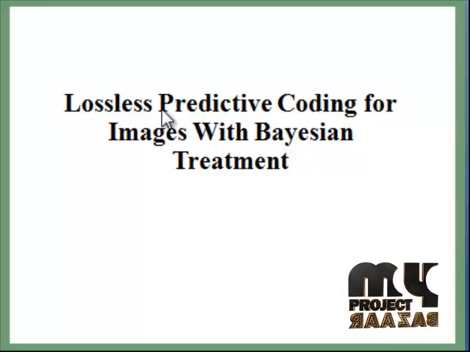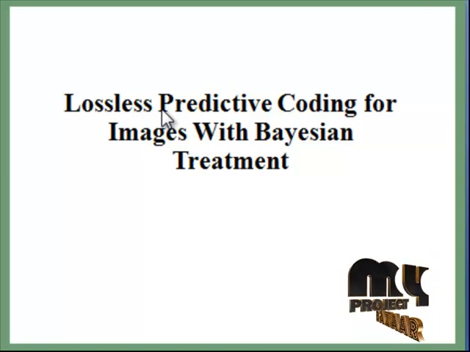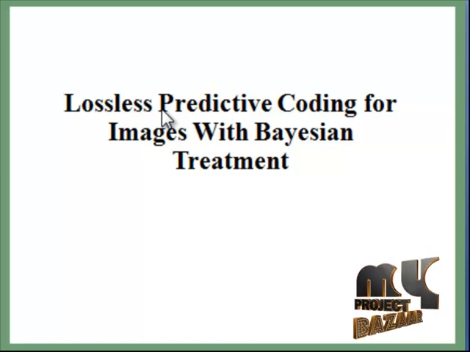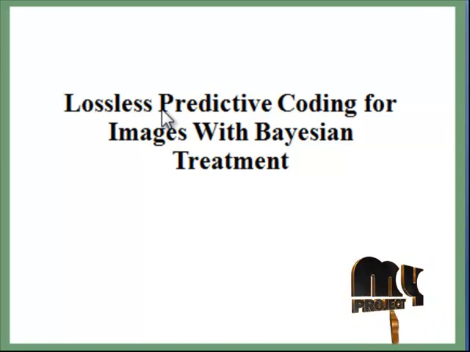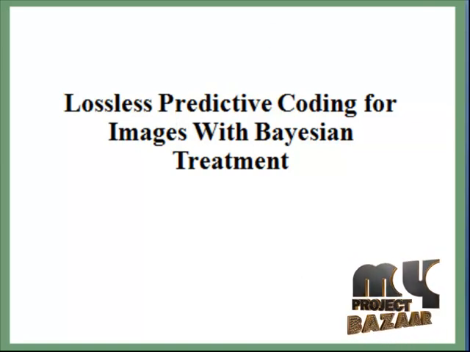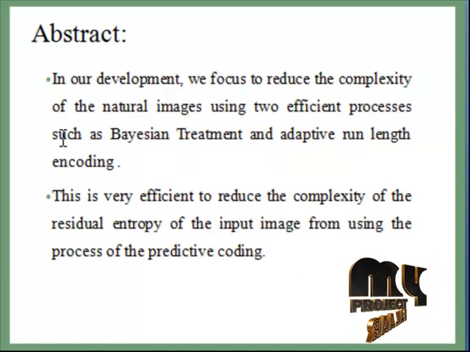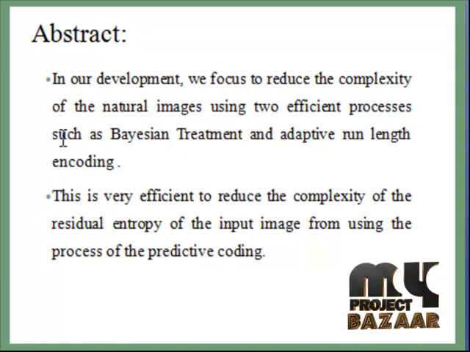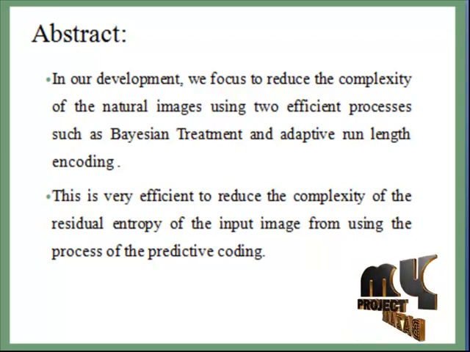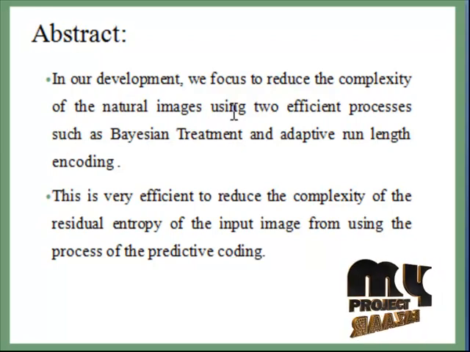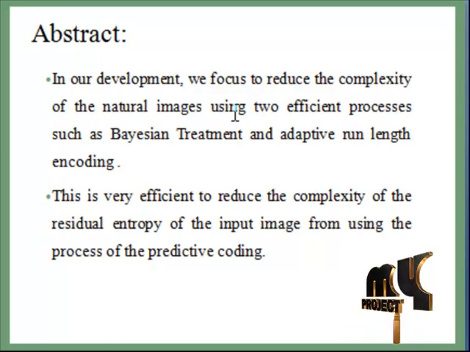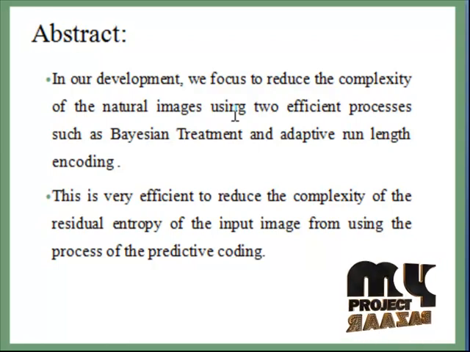Let me discuss the process of lossless predictive coding for images with Bayesian treatment. In this process, an adaptive predictor is used for lossless predictive coding of images. Most existing lossless predictive coding techniques mainly focus on the suitability of the prediction model for the training set, with an underlying assumption of local consistency, which may not hold well on object boundaries and causes large predictive error.